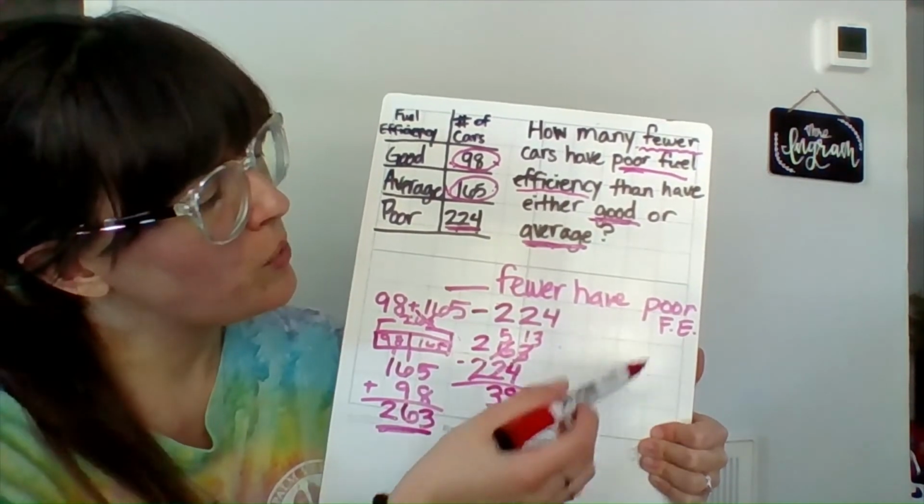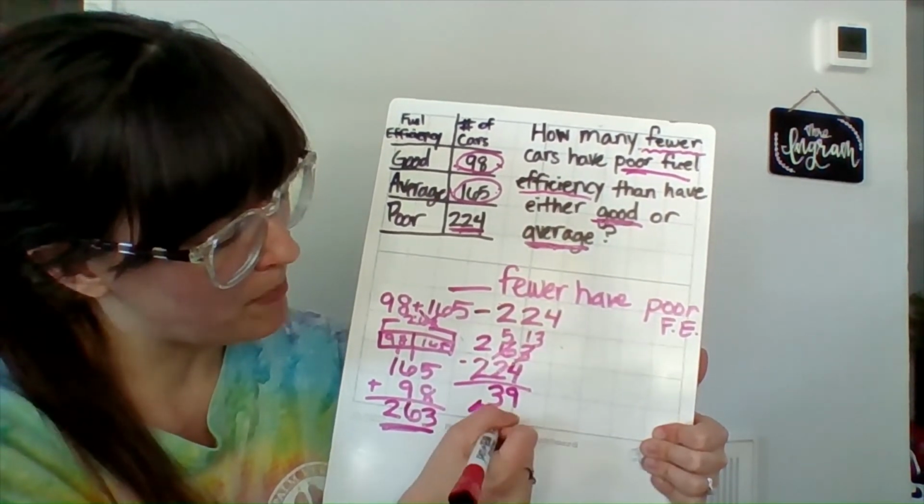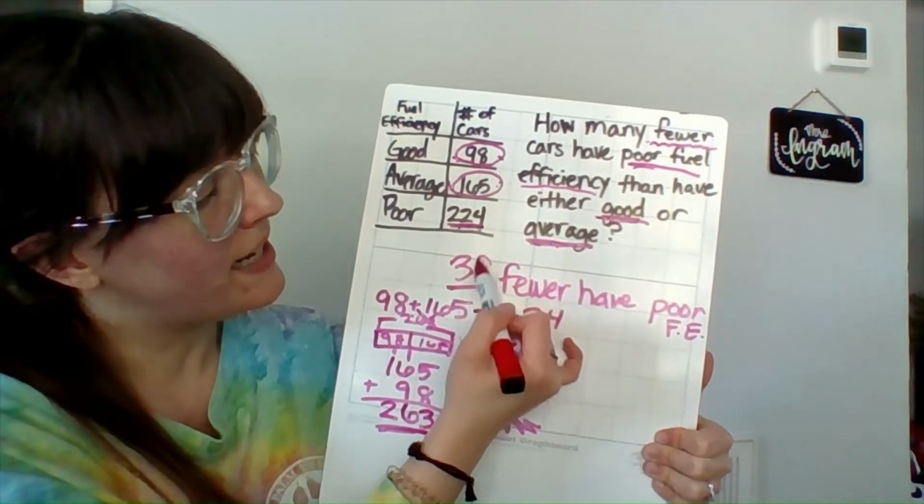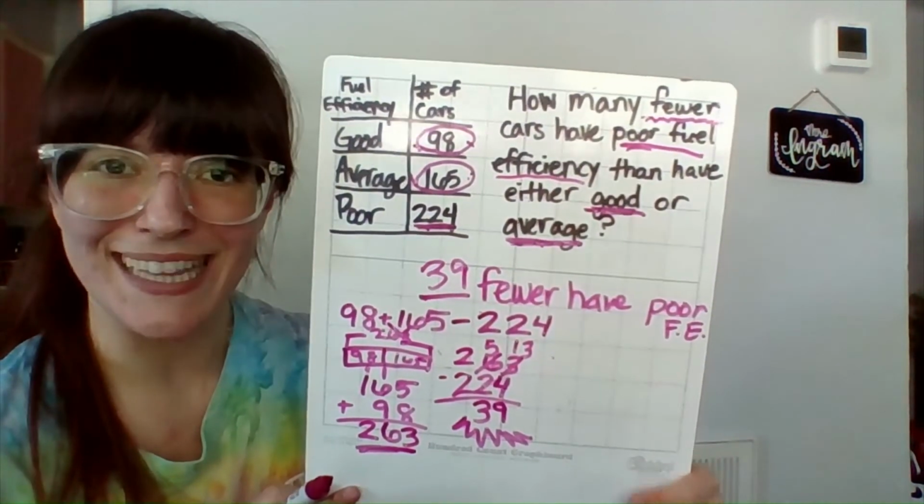So how many fewer have poor fuel efficiency compared to our good and average? 39 cars in the study.